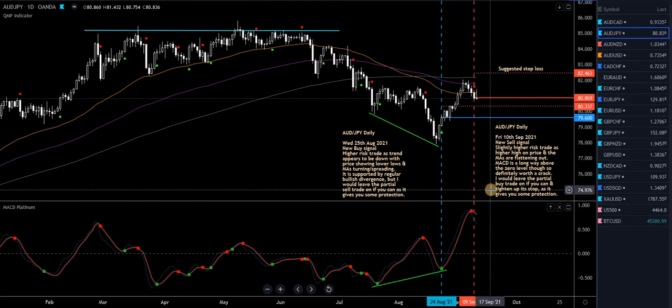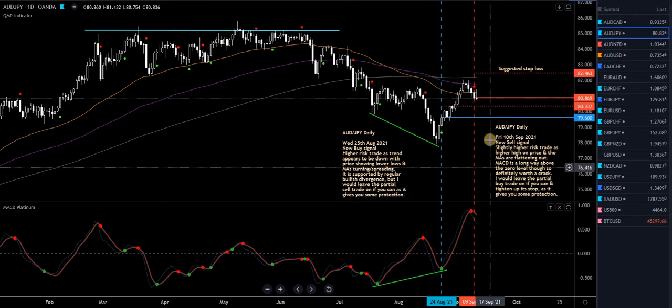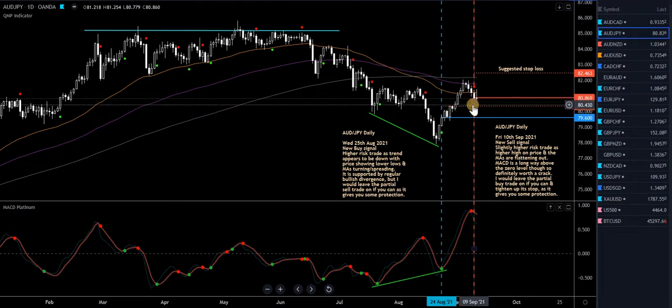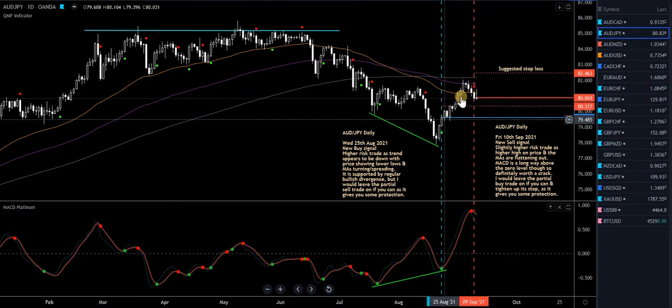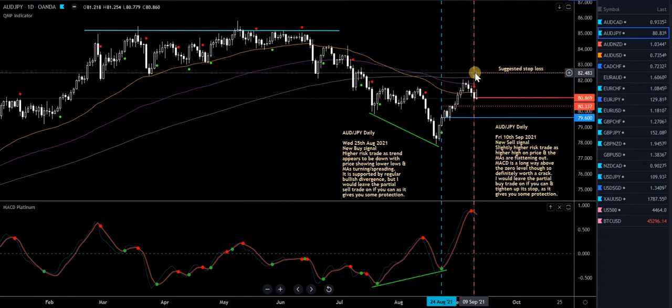I'd leave the partial buy trade on if you can. I know some people can't because of the jurisdiction they live in, and tighten up the stop as it gives you some protection. So we're in a full sell on the partial buy. This is just a stop for the sells up here. MACD Platinum's a long way above the zero level, which is good.